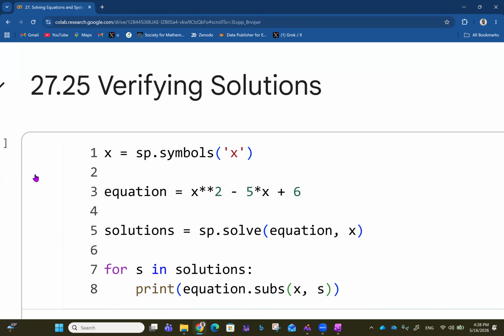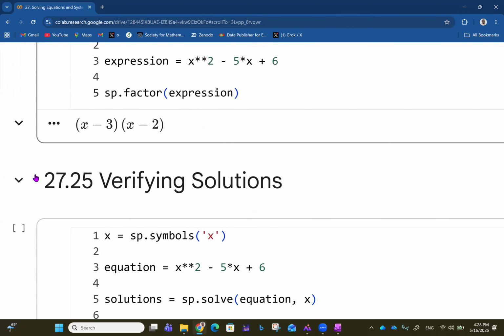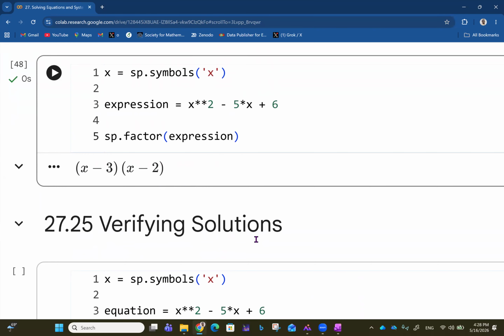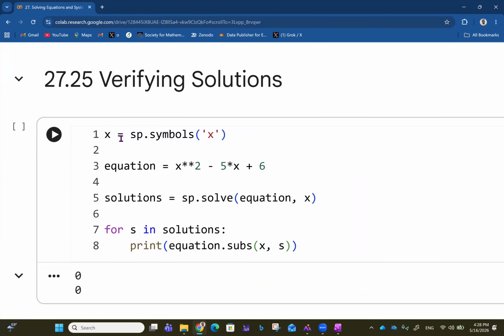So you can also verify solutions, right? How do you know your solution is right? Imagine if you solve this, your answer will be 3 and 2. Normally, if you substitute 3 or 2 here, you should get 0. And that's why you know your solution is right. So verifying solutions now, you have x equals sp.symbols x, equation x squared minus 5x plus 6. Solutions, you have sp.solve, solve this equation with respect to x. So for s in solutions, you have two solutions for a quadratic expression. Now print equation.subs, substitute each value of s, like 2 and 3, for x in the solution. If the two of them give you 0, then it means your solutions are correct.